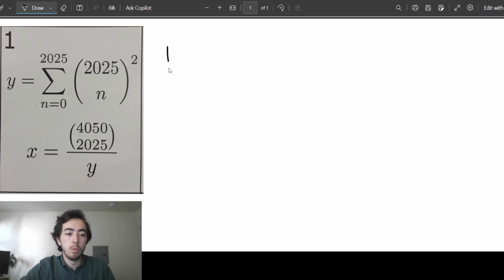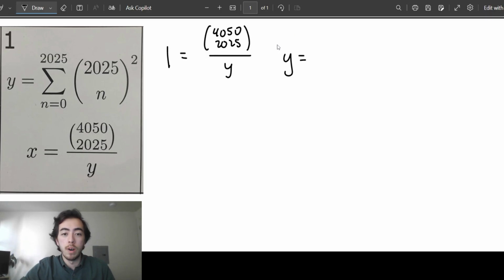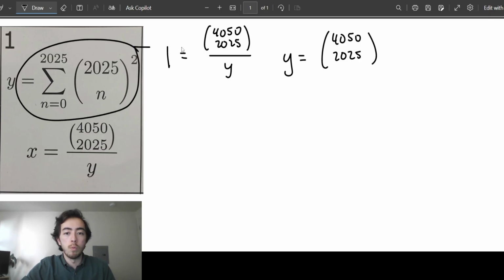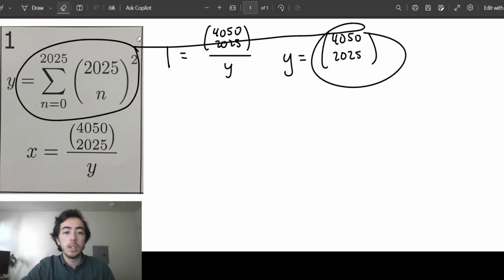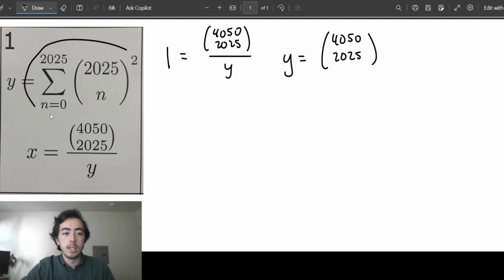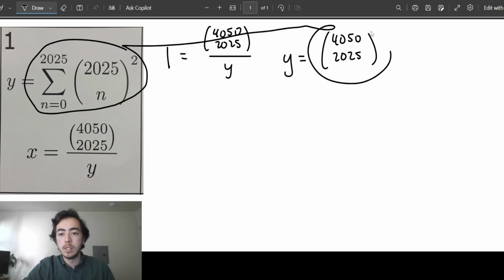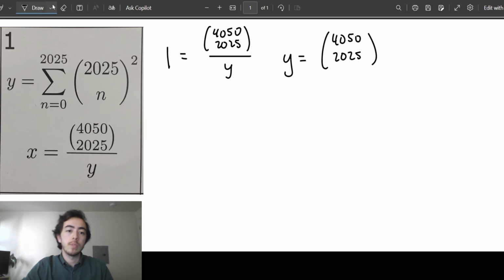So actually, if 1 is equal to 4050 choose 2025, or rather, if it's equal to that divided by y, I could just multiply both sides by y and say that y is equal to 4050 choose 2025. And this is also y as well. So the claim from today's problem is that this notation with the sum is equal to this notation right here.